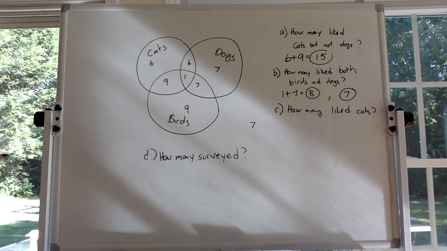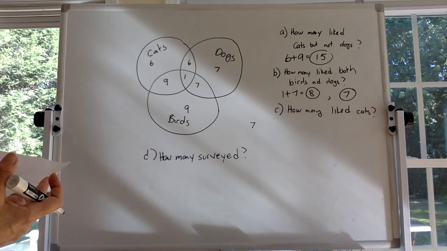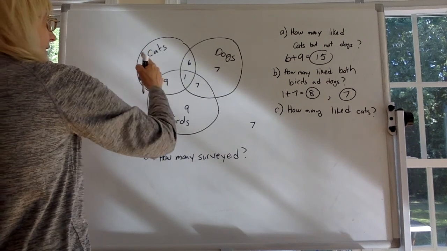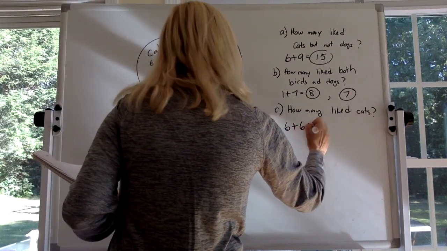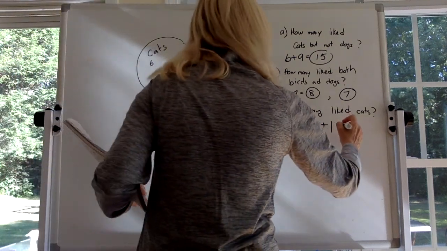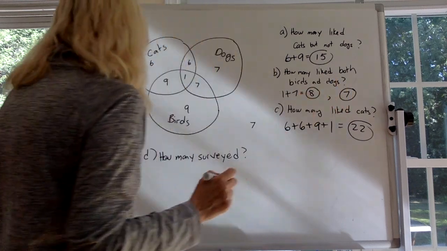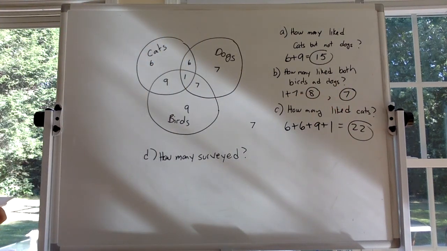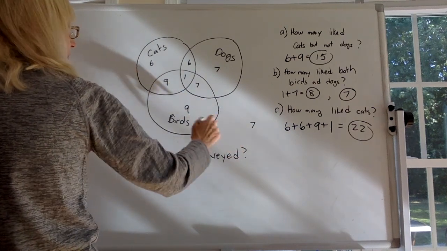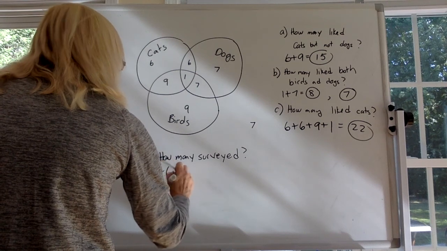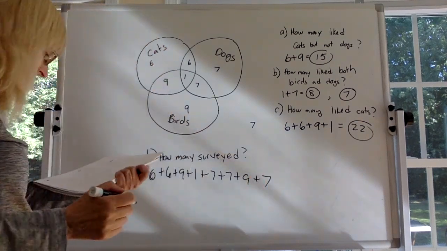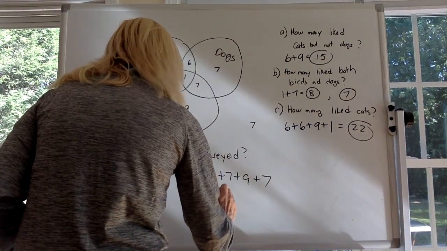How many liked cats? Well, I think that was not bad. I think basically you just have to add up all the numbers in the cat circle, right? So that would be 6 plus 6 plus 9 plus 1, which I believe is 22. Okay, and then the last question, how many were surveyed? All you got to do there is add up all the numbers. And don't forget this guy hanging out there, the 7 that don't like any of them. So you just have to do 6 plus 6 plus 9 plus 1 plus 7 plus 7 plus 9 plus the 7. And you add those all up. I think I got a 52.